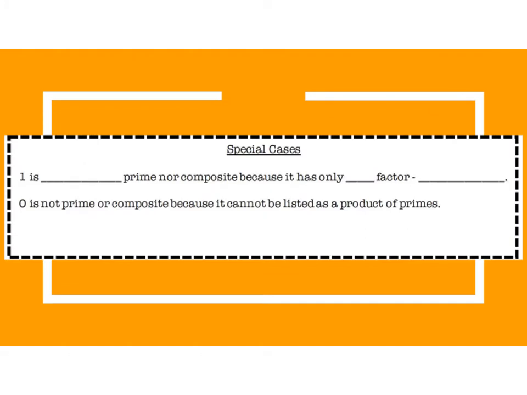The number 1 is a special case because it is neither prime nor composite. This is because it only has one factor, 1. 0 is also a special case. It is not prime or composite because it cannot be listed as a product of primes. Anything times 0 is 0.